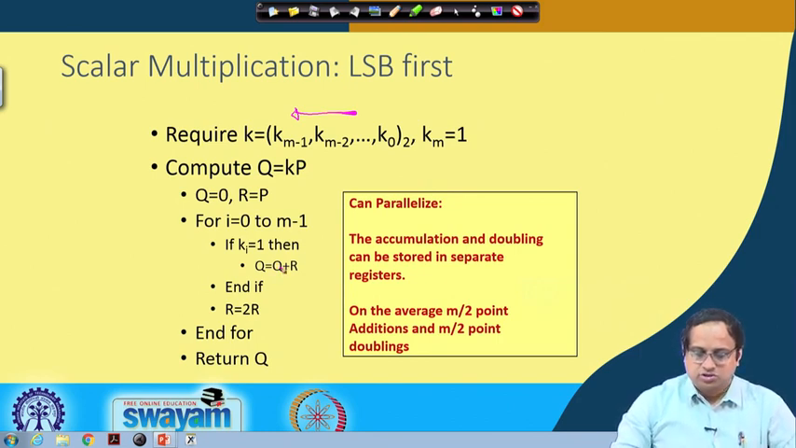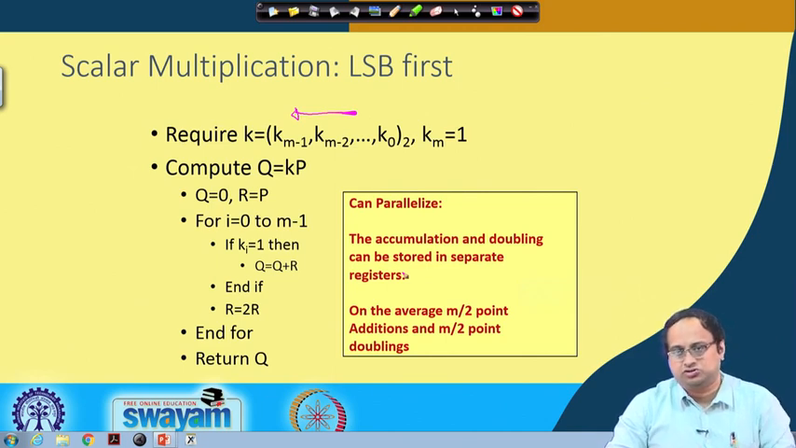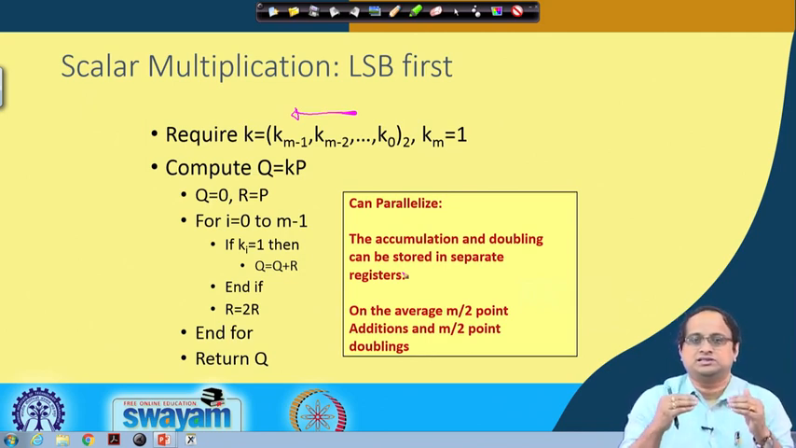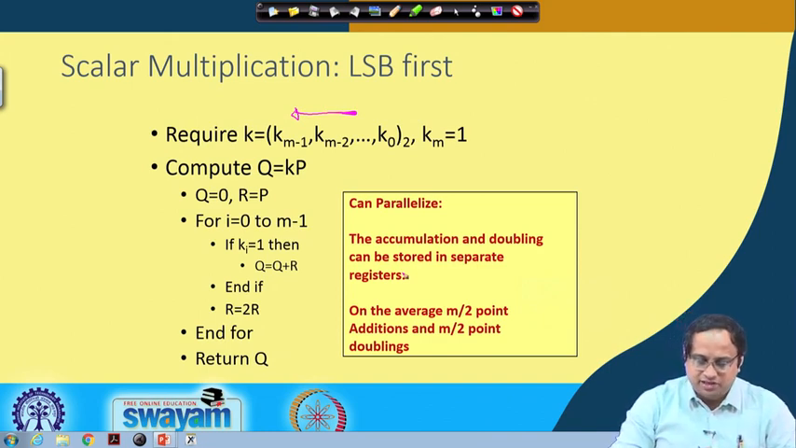There are certain small points here. For example, you can parallelize it. Since the accumulation, that means addition, and the doubling are done in separate registers, if you have the resources, you can parallelize the addition and the doubling operation. We will see that addition is more complex than doubling, so the latency will be that of the addition operation. Therefore, on average, you can imagine that there will be m by 2 point additions and m by 2 point doublings.